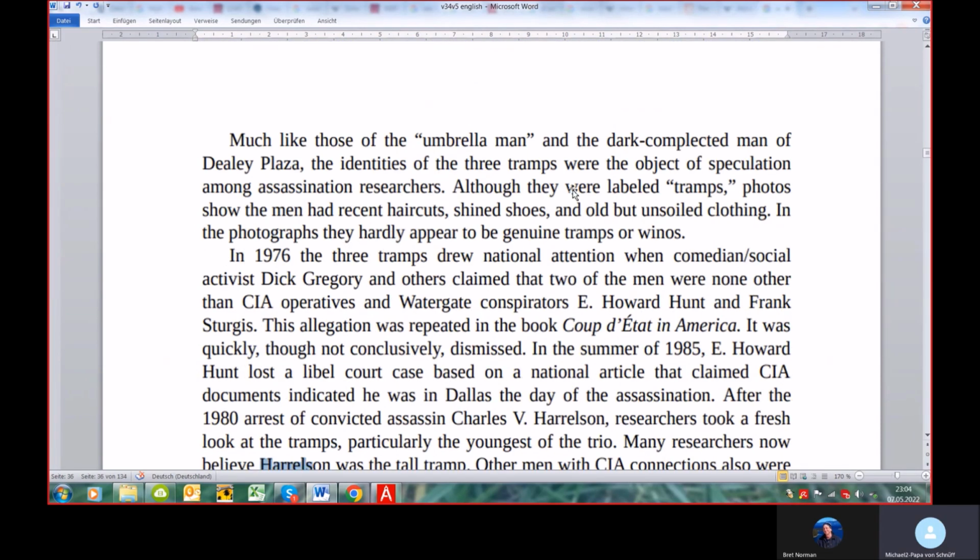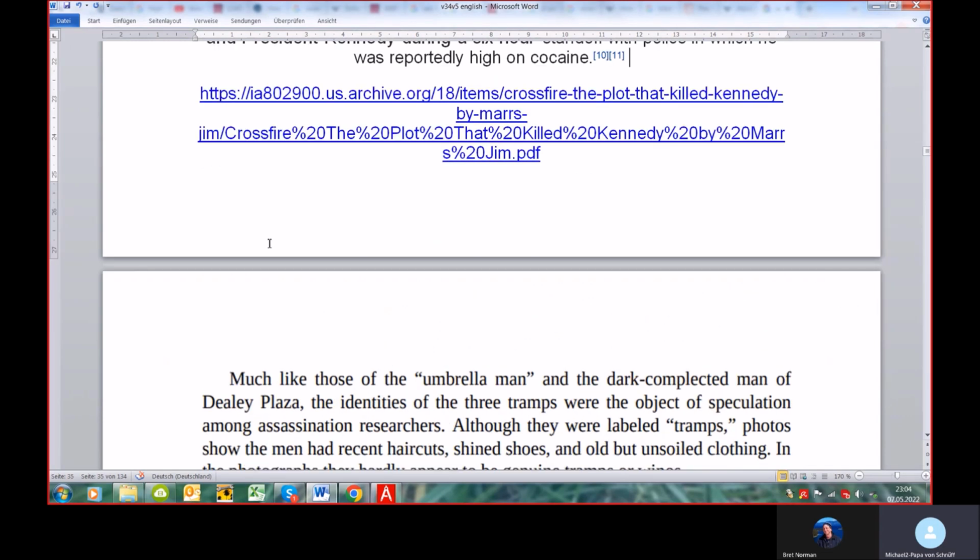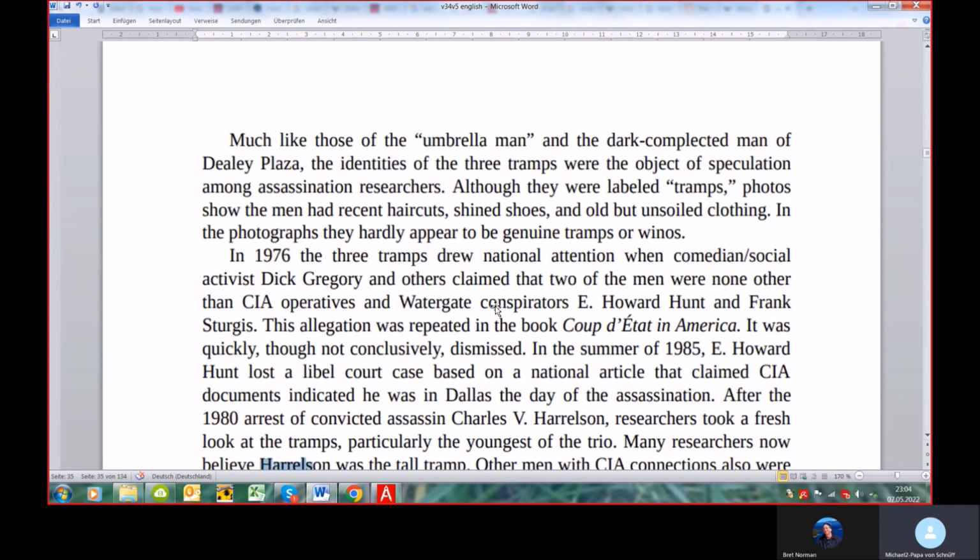You see, all the people who are writing say it could be this, it could be him, it could be otherwise. Of course, in the book Crossfire: The Plot That Killed Kennedy by Jim Marrs, he says the three tramps drew national attention when comedian and social activist Dick Gregory and others claimed that two of the men were none other than CIA operatives and Watergate conspirators E. Howard Hunt and Frank Sturgis. The allegation was repeated in the book Coup d'etat in America.